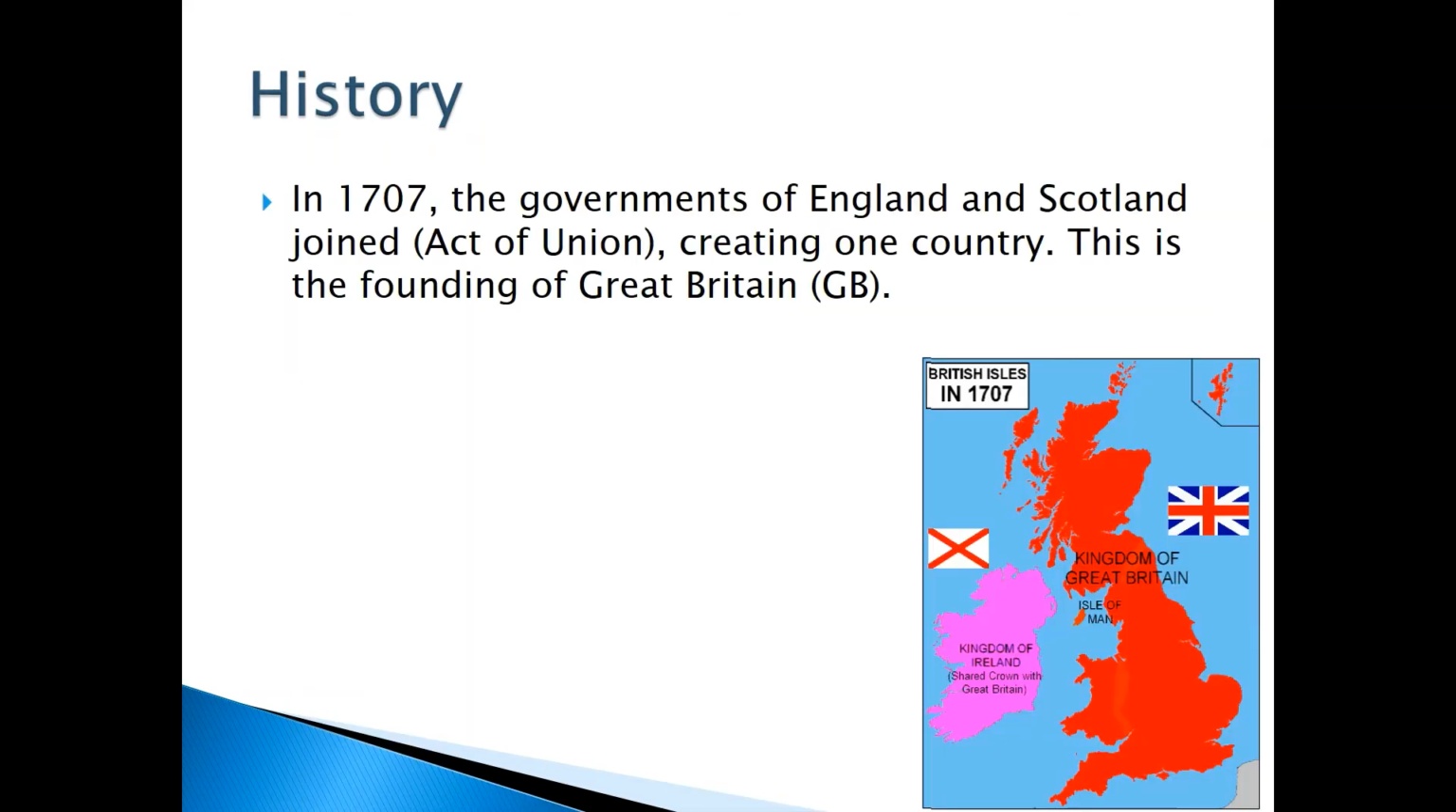In 1707, the governments of England and Scotland joined, creating one country. This is the founding of Great Britain. Now, England, Wales, and Scotland were one country. They were the United Kingdom of Great Britain. Ireland and Great Britain had the same king, but were different countries.